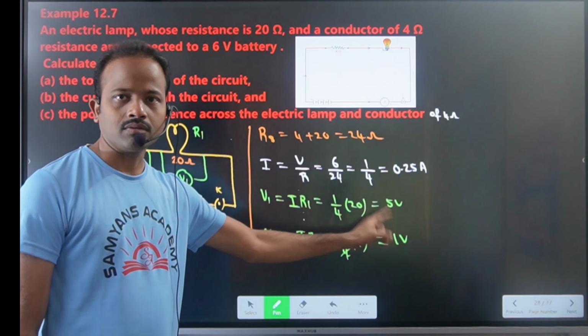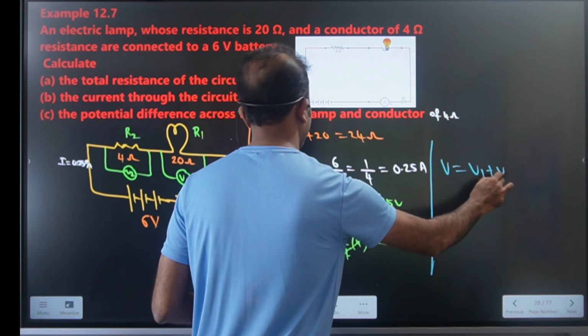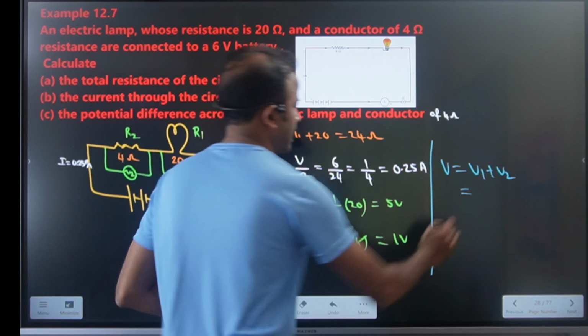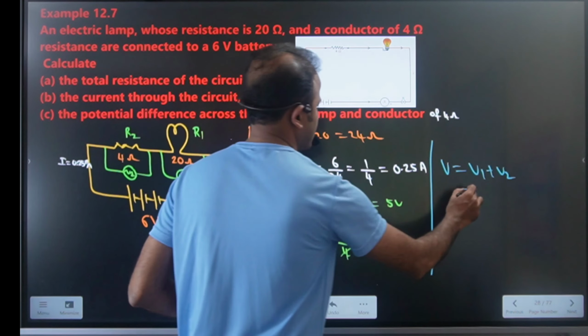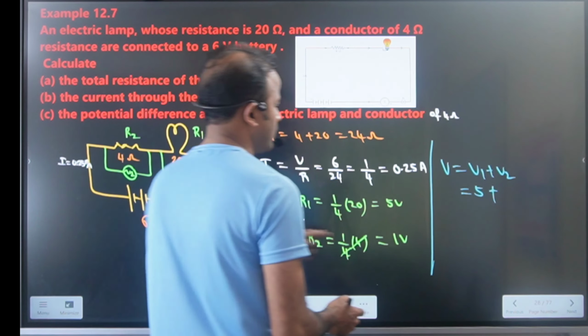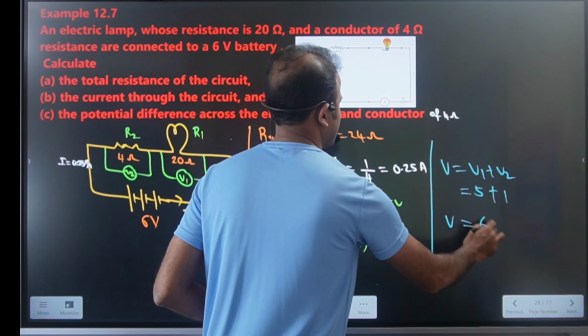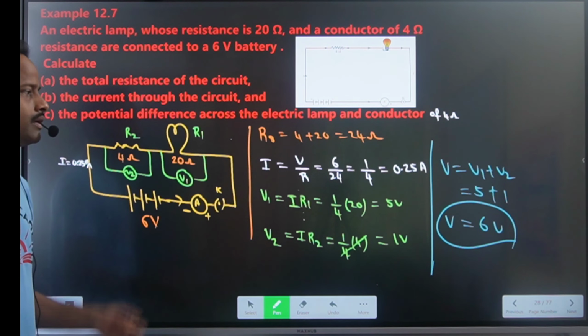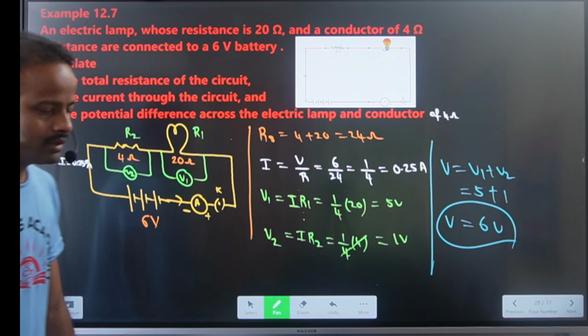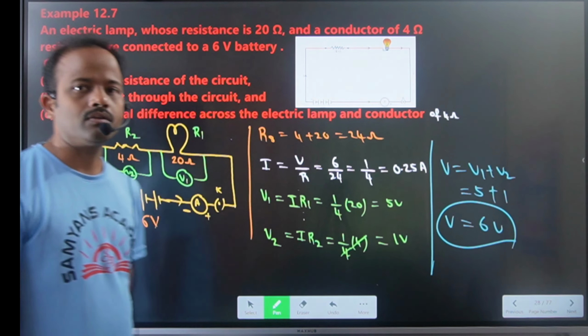Yes or no? When you combine these things, V equal to V1 plus V2. V1 value is 5 volts across the lamp. Across the lamp, what is the voltage drop here? 5 volts. Across the conductor, what is the voltage drop here? 1. 5 plus 1 is 6 volts. This is the value of the battery potential. Okay, is it clear everyone? In this way you have to calculate. Is it clear? Right, and move on to the next question.